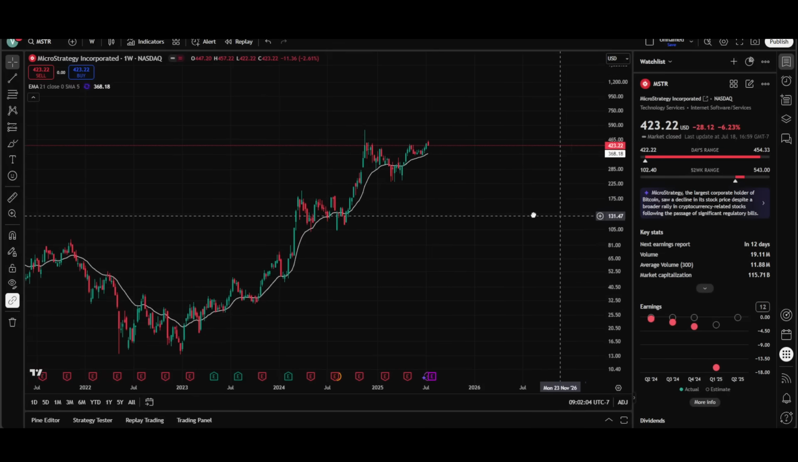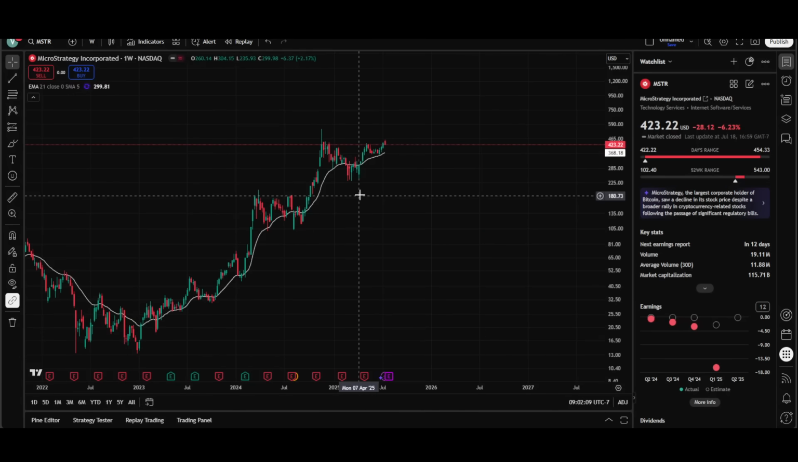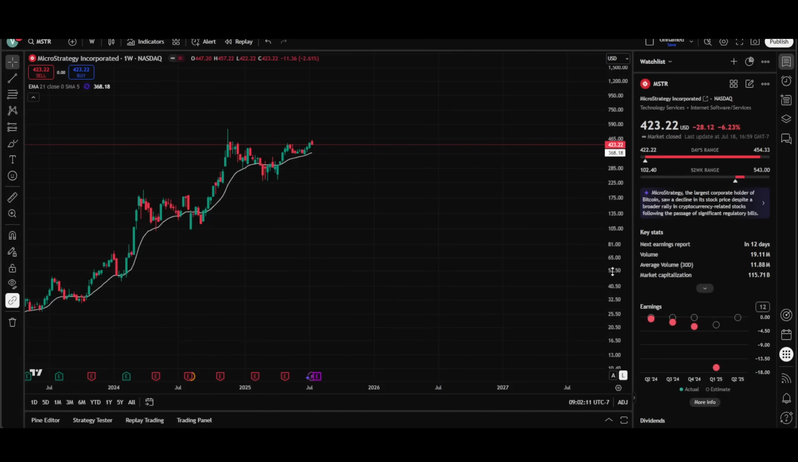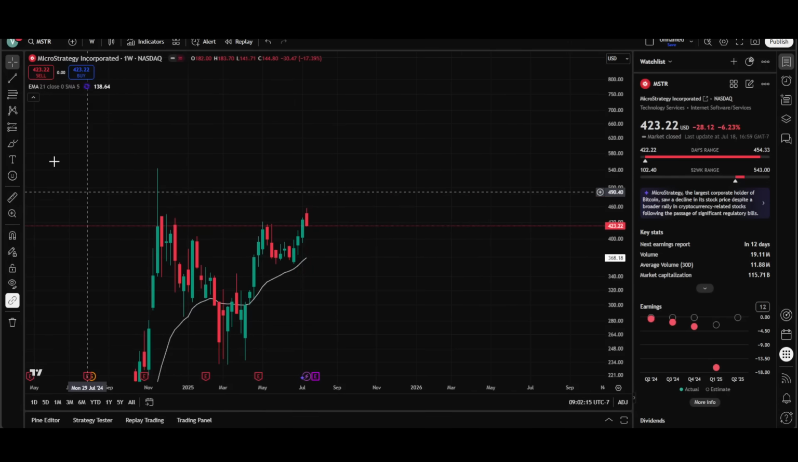So let's take a look at the weekly chart. Still above the trend lines. Don't even have to draw it. You can just visualize the trend lines on the chart. It's still above it. Looking at the weekly chart, there's going to be some resistance here.